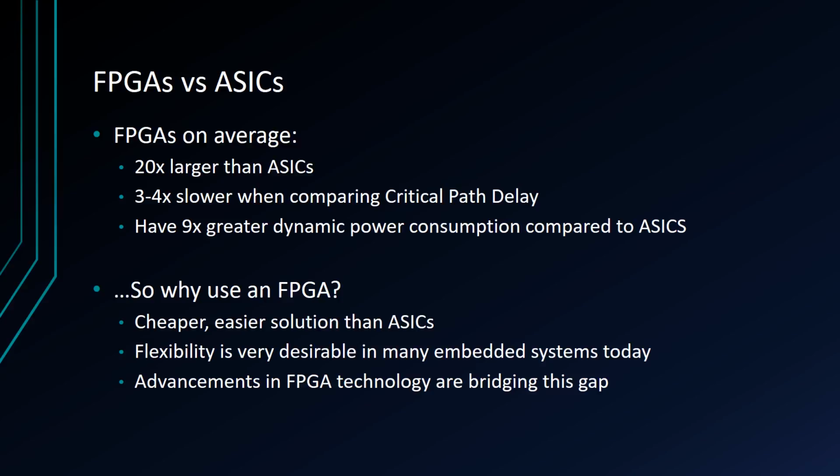Looking at these metrics, it makes the FPGA solution look pretty bad, and you would wonder why I'd use one. And again, the answer lies in it being a cheaper, easier solution today than going and fabricating a new ASIC, for example. Flexibility is very desirable in embedded systems today, which FPGAs certainly provide. And as you'll see in the next slides, advancements in FPGA technology are certainly helping to bridge this performance gap.